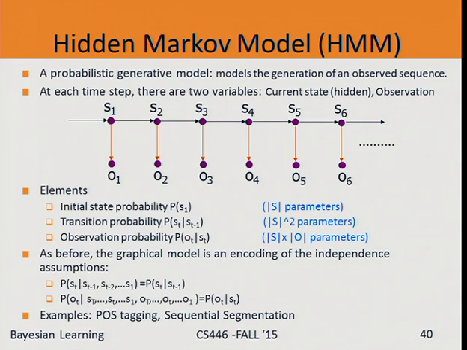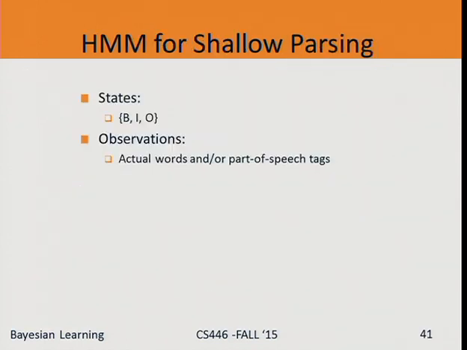Assumption two is how do I determine the probability of an observation? The probability of the observation, say O3, given everything that happened before, meaning all the states up to S3 and all the observations up to O2, is just the probability of OT given the state it's in. It doesn't care about anything else. Given that, we can write the joint probability distribution of what we see.